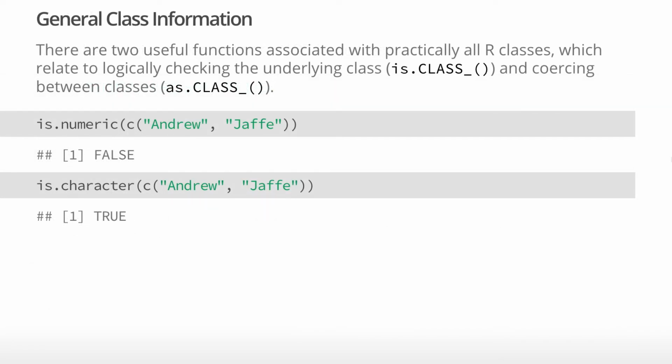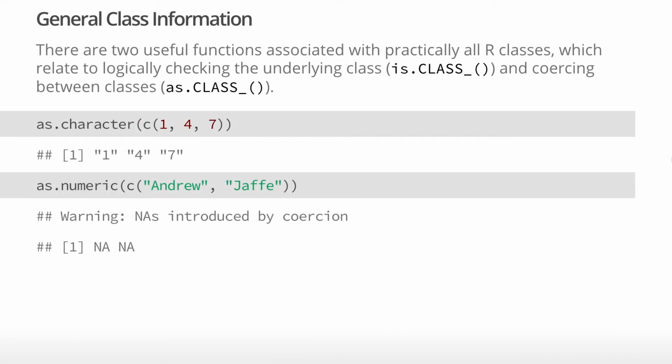So is that pretty much what we were talking about? The is classes, the as classes: there should be an is for testing, and an as for coercion or changing. Okay?